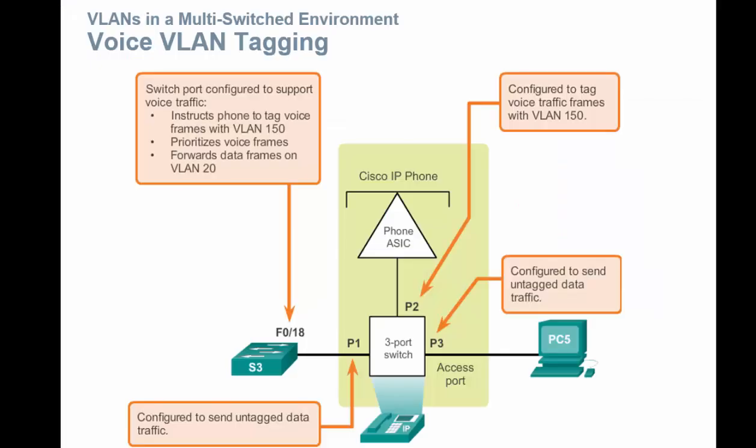Now let's look at voice VLAN tagging. We'll see here that a switch port is configured to support voice traffic. It instructs the phone to tag voice frames with VLAN 150. It prioritizes those voice frames. Remember, we don't want interruption in our telephone conversations. And it forwards data frames onto VLAN 20. That's what this one does.